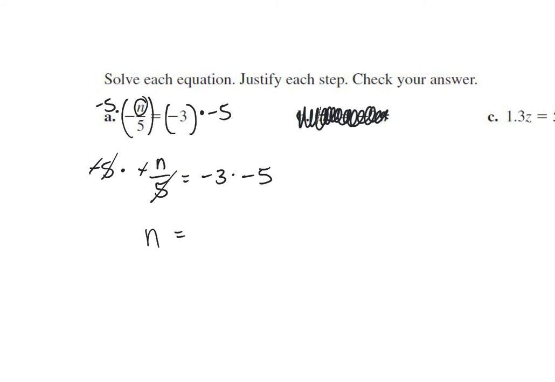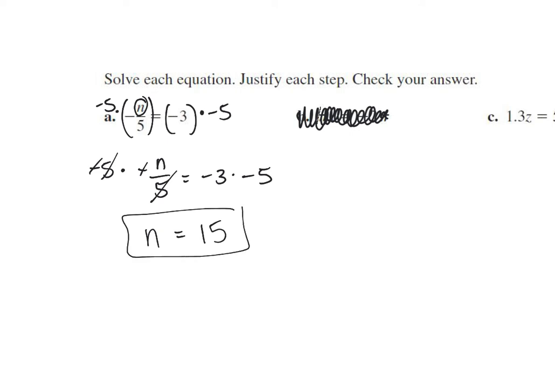and negative 3 times negative 5, what do I get there? Victor? 15. Positive or negative, though? Positive, okay? Remember, multiplication and division properties of negative signs are different than addition and subtraction. So n equals 15.